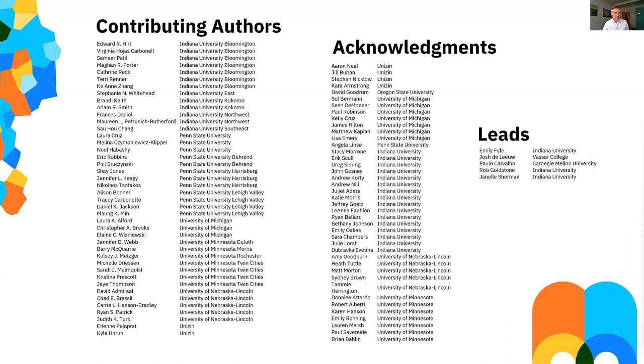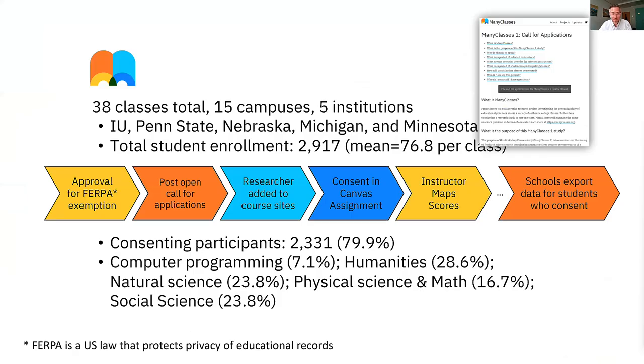Okay, so let me tell you a little bit more about the sample from the first ManyClasses study. And you'll stop me if you have questions, right? I'm going to go quickly through it. So as I mentioned, we had about 3 dozen classes. There were 38 classes total, and these were all from colleges across the US. We sampled from 15 campuses from 5 different institutions. Some of these institutions, like IU and Penn State and Minnesota, have multiple campuses that are actually interesting and diverse.